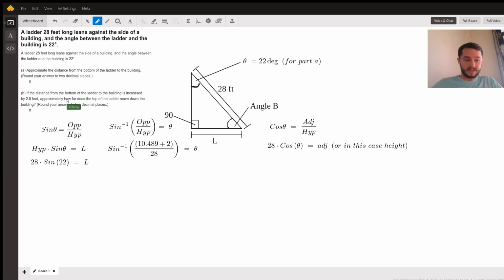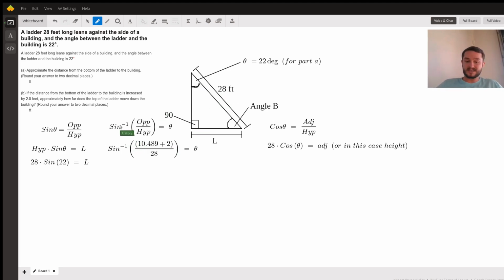So what they want is to add 2 feet further to our 10.489 value. So we're stretching out that ladder away from the wall just a little bit more, and they want to know how high the ladder is after we do that. So what we will do is our same sine function here. We know that our opposite value is now 10.489 plus 2 more feet. And then our hypotenuse length, the ladder length, didn't change at all. We didn't open up the ladder any more than it was.